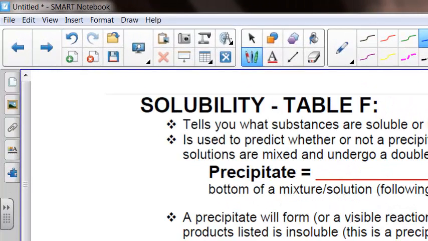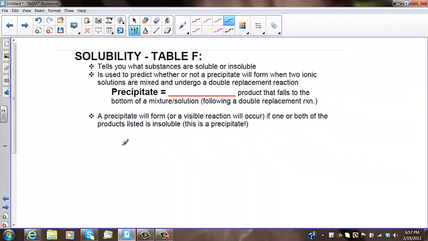The last thing that we're going to discuss tonight is solubility, Table F. It tells you what substances are soluble or insoluble. It's used to predict whether or not a precipitate will form when two ionic solutions are mixed and undergo a double replacement reaction. And I think we looked at this a little bit in the fall, if I'm not mistaken.